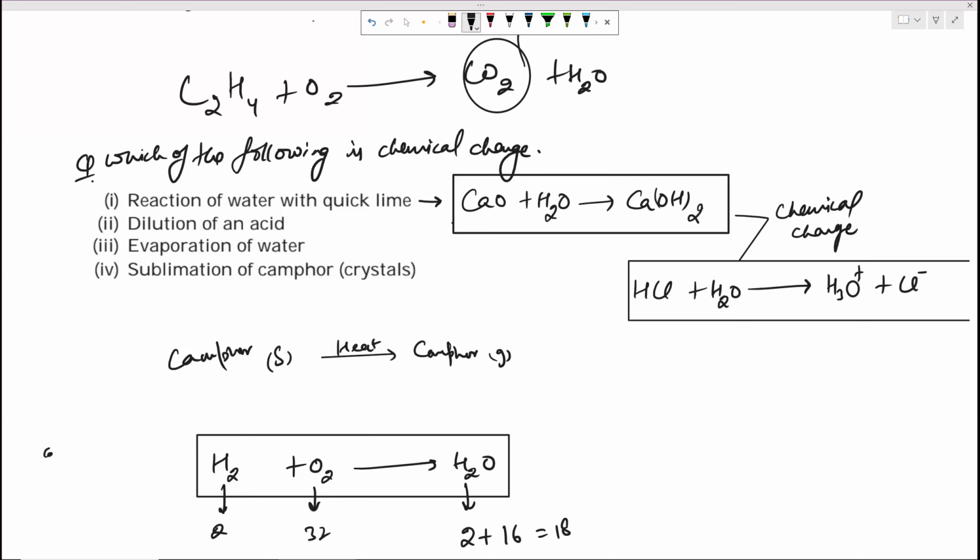Here you see that if you are evaporating, the water gets evaporated and converted into gas. So no new substance is formed. Harshit, are you getting this one?